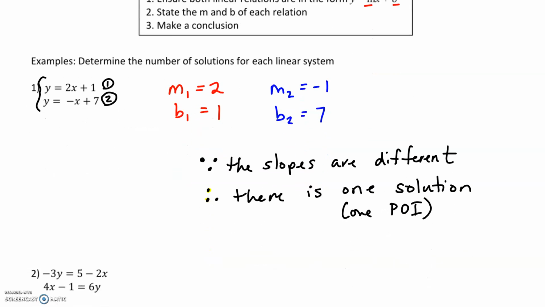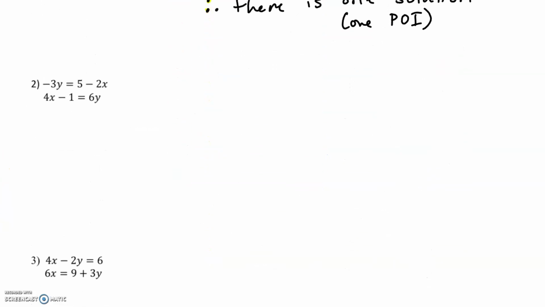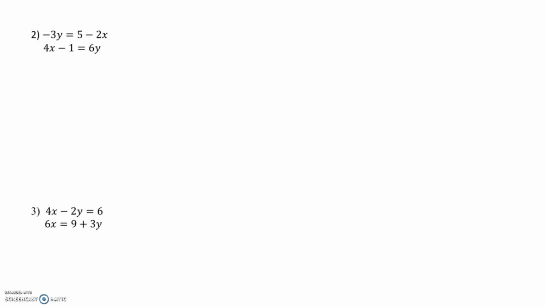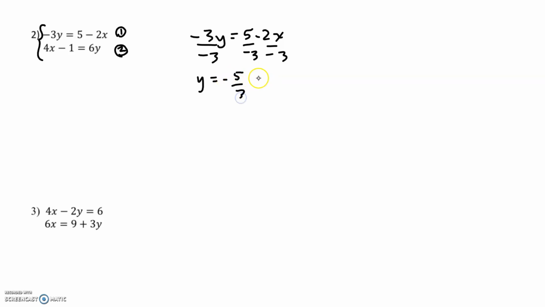All right, let's try the second example. So the second example says -3y equals 5 minus 2x and 4x minus 1 equals 6y. So these linear relations clearly are not in mx plus b form. So let's go ahead and start by rearranging the first equation. Okay, I'll have to divide everything by -3. So y equals, we'll have -5 over 3 plus 2 over 3x. And then I'm just going to rewrite that so that my x term is first, because that's how we're used to seeing it in mx plus b.